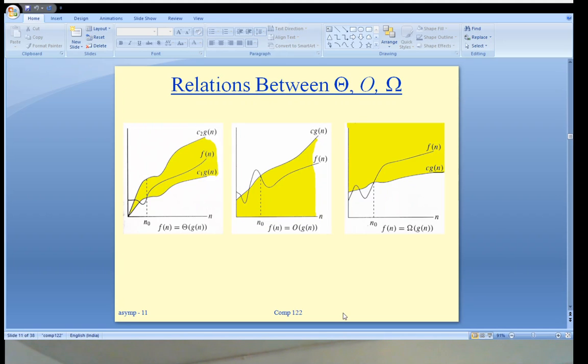The next is the comparative analysis of these three. By taking a look at all these three functions, we can say that the function fn is tightly bounded from the upper and lower side by theta, upper bounded by big O, and lower bounded by omega.